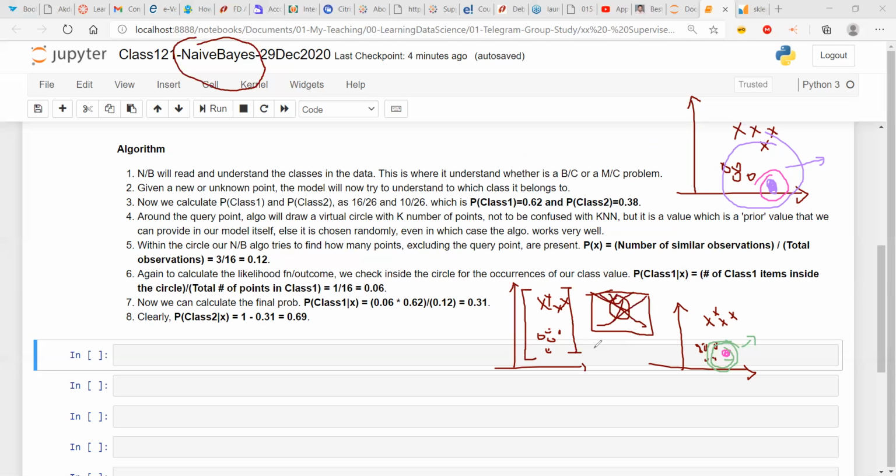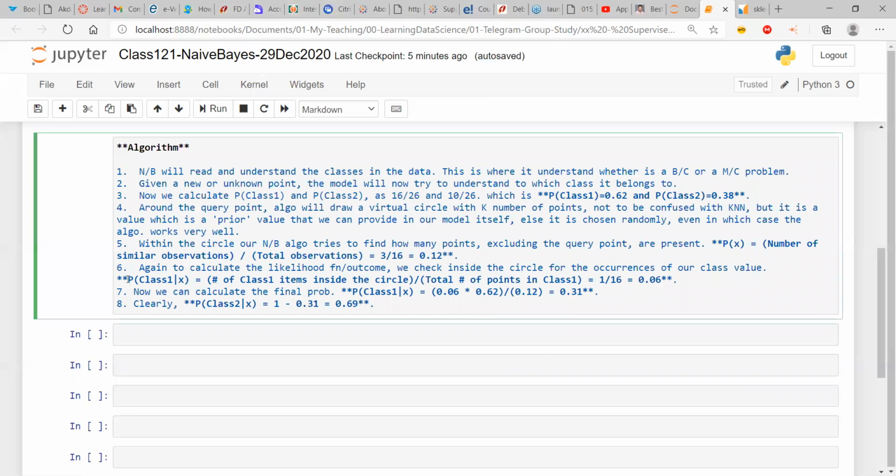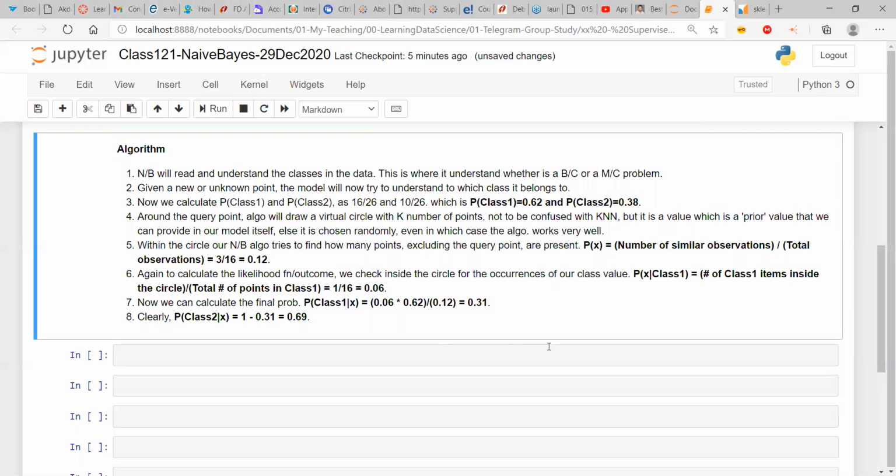Also, in this algorithm, points 6 and 7 are both calculating P(class 1 given x). No, sorry, point 6, that is actually my mistake. Let me just clear it. This is x given class 1. Let me just delete this. This will be x given class 1. No more questions now.